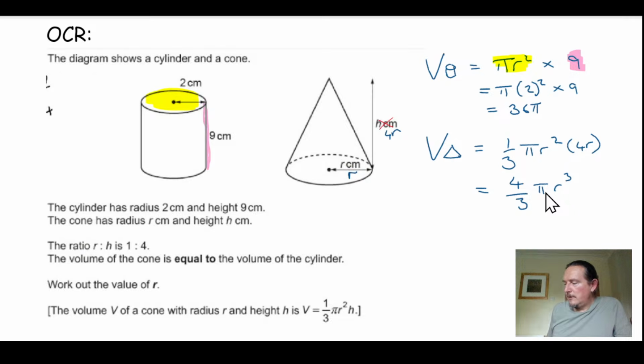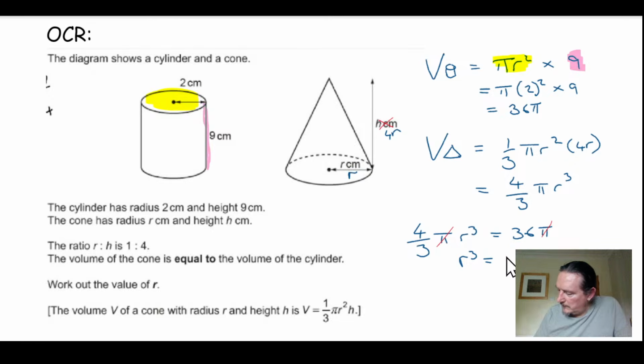Now I'm told that these two things are equal to each other. So it should be that 4/3 pi r cubed is equal to 36 pi. So it's a good job I left it in terms of pi, because I can just cancel those straight out and not have to worry about the horrible numbers. Okay, and then times them through by 3 and divide them by 4. So I can say that r cubed is 36 times 3 divided by 4, just flipping that fraction over.